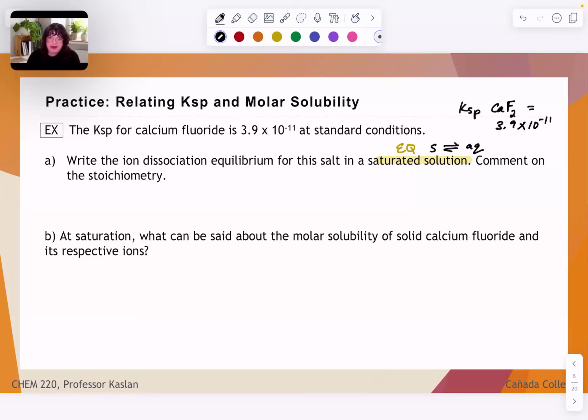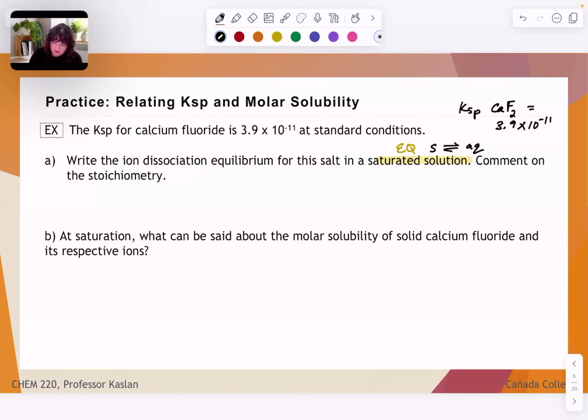So write that equilibrium, meaning write this equation that shows, when you have your solid, what does it dissociate into? What ions does it make? And then from there let's make a statement about the stoichiometry, meaning what are the mole ratios between our solid and the respective ions that it dissolves into to make a solution.